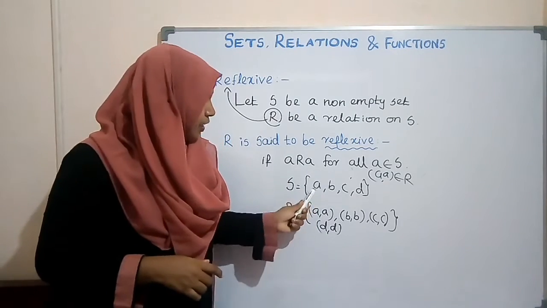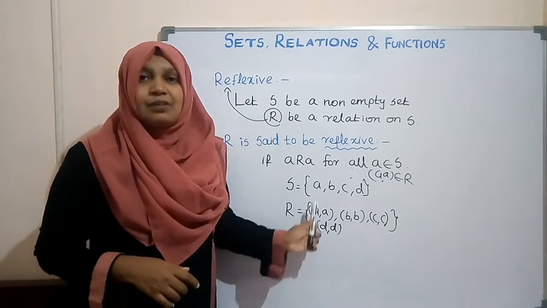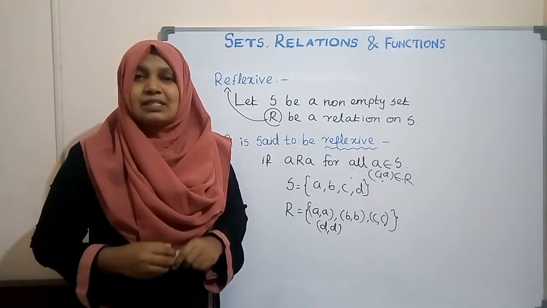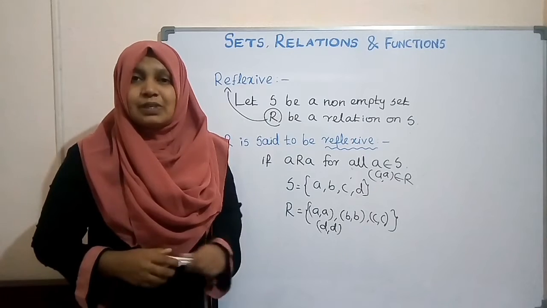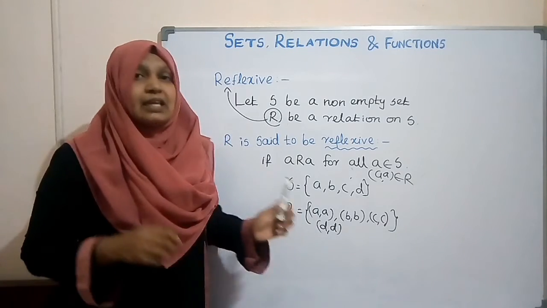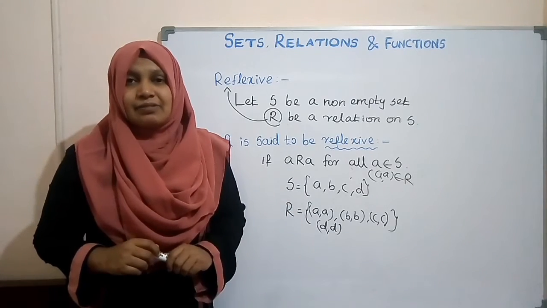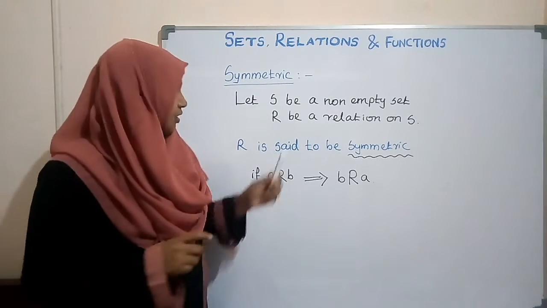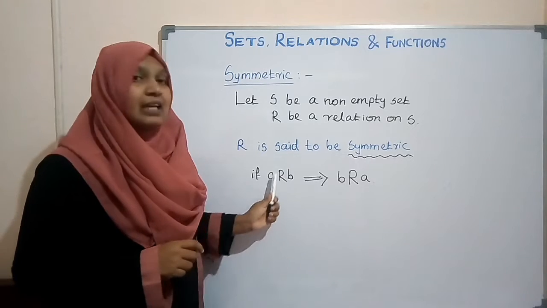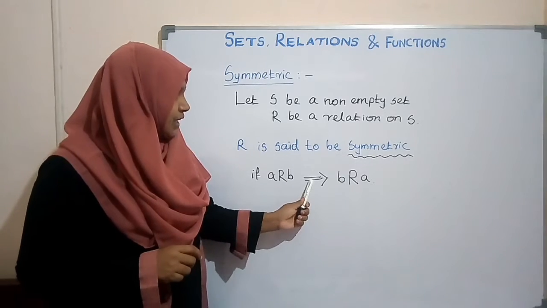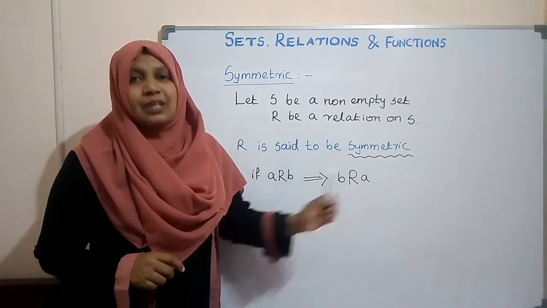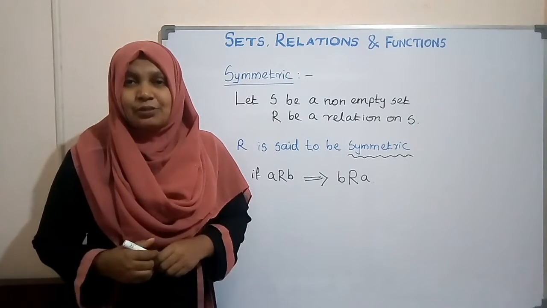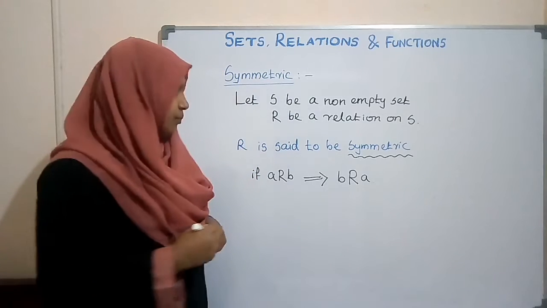Okay. So if you have 4 elements in S, then 4 elements, that is A comma A, B comma B, C comma C and D comma D, also should be there in R. Then only we can say this R is reflexive. Similarly, if the relation R is symmetric, that is A related to B implies B related to A. If A is related to B, means B also should be related to A. Yes, we can see the example.